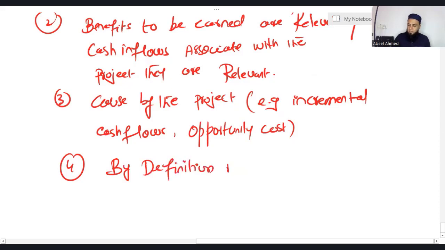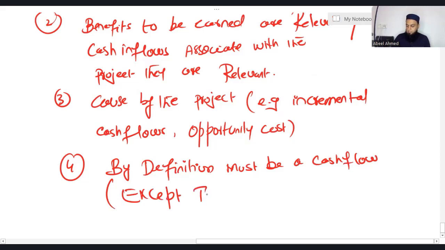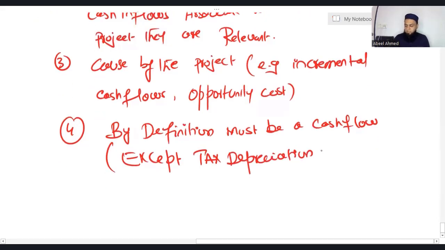By definition, it must be a cash flow, except tax depreciation. Another name for tax depreciation is capital allowance.